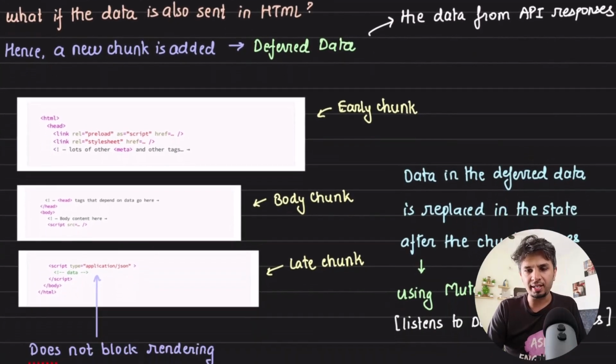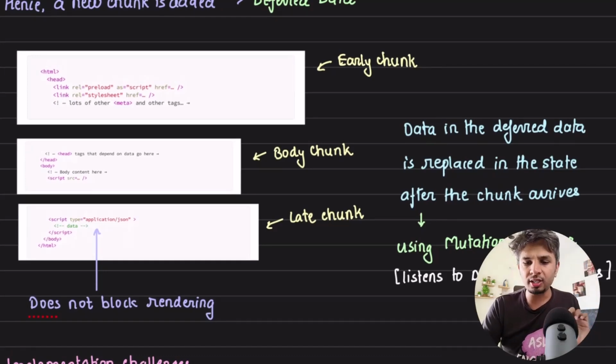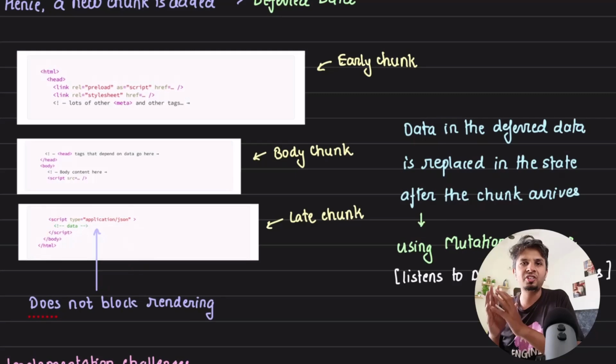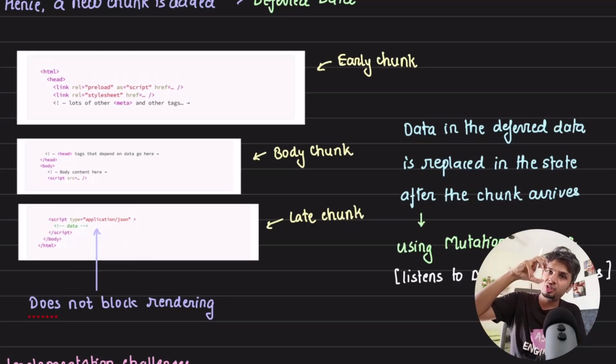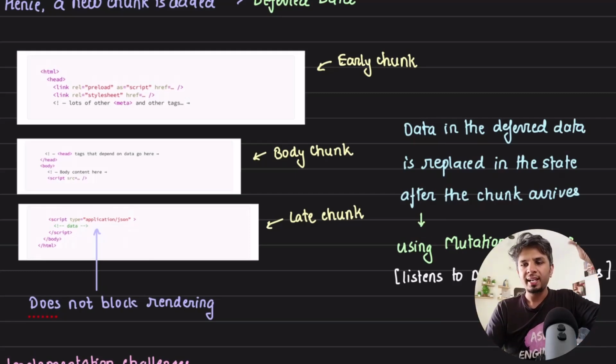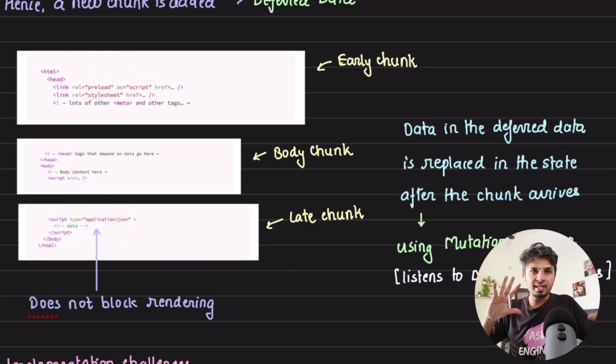Now what is this deferred data chunk? The deferred data chunk is very simple. It actually just contains JSON, application/json. It literally contains the JSON response of the API that it would receive. So the whole idea is it sends the early chunk, the body with the basic layout of it, and then it sends the late chunk, which is the JSON part of it.